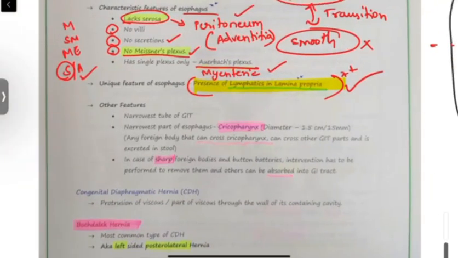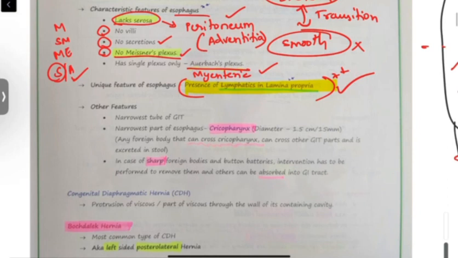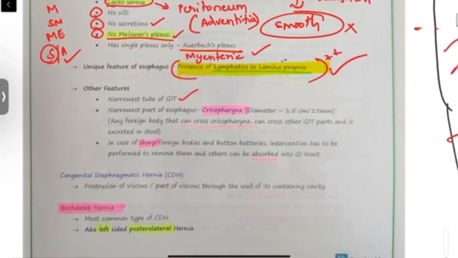After this, what are the other features of the esophagus? It is the narrowest tube of the gut or GIT. The narrowest part of the esophagus is the cricopharynx. That is the first constriction. Its diameter is just about 1.5 cm, or 15 mm. Any foreign body that can cross the cricopharynx will pass through the gut and will be excreted in stool.